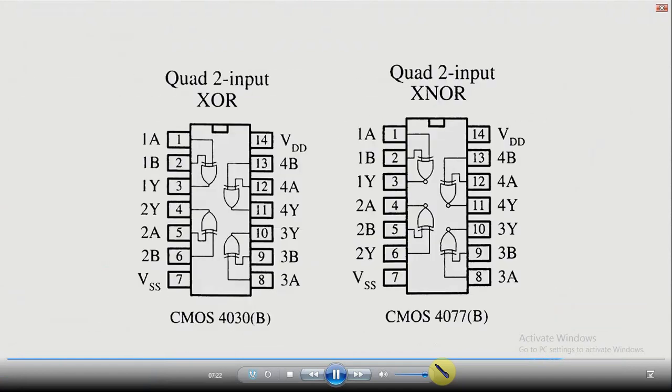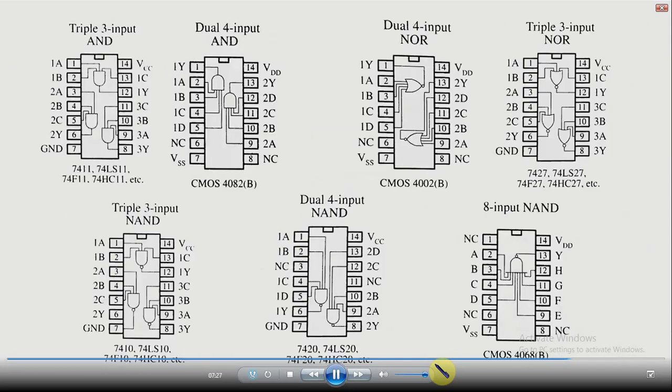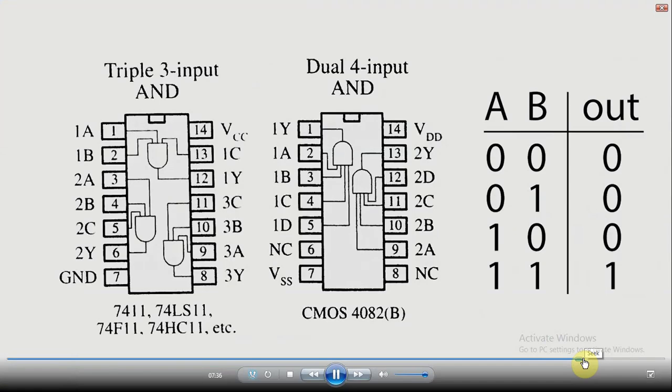XOR and XNOR gates always come with only 2 inputs. However, AND, NAND, and NOR gates often come with more than 2 inputs. For these ICs, the logic of each gate remains the same. In these AND gates, all 3 or 4 inputs of a single gate must be high for the output to be high. If none or only some are high, the output is low.